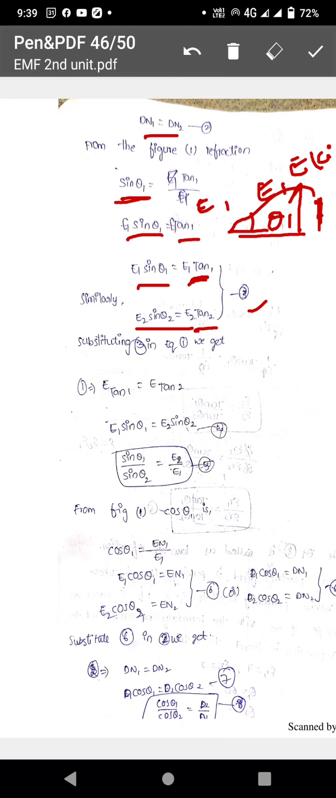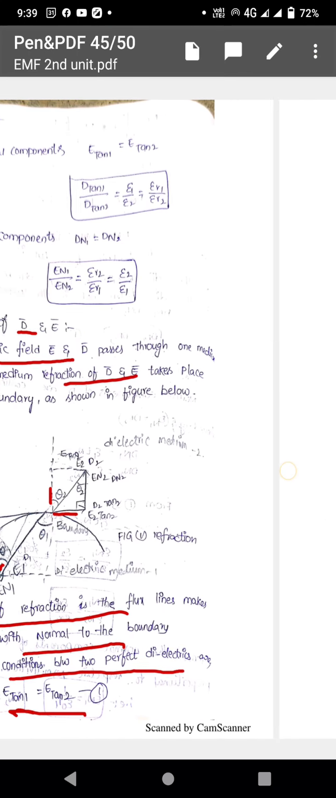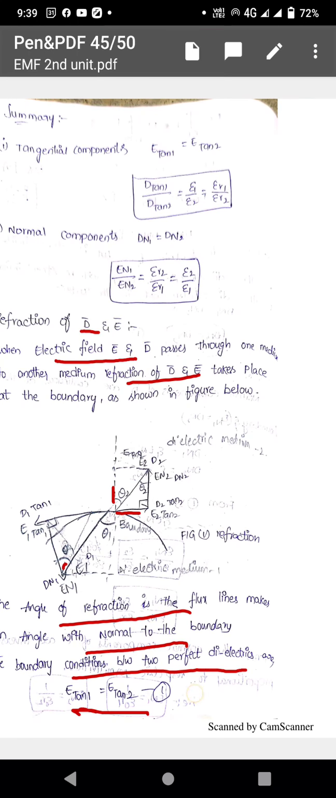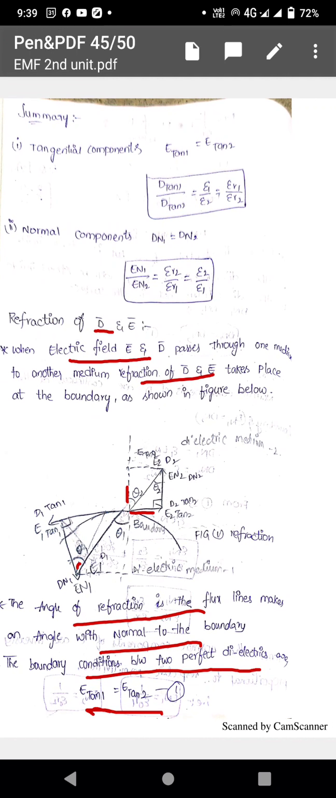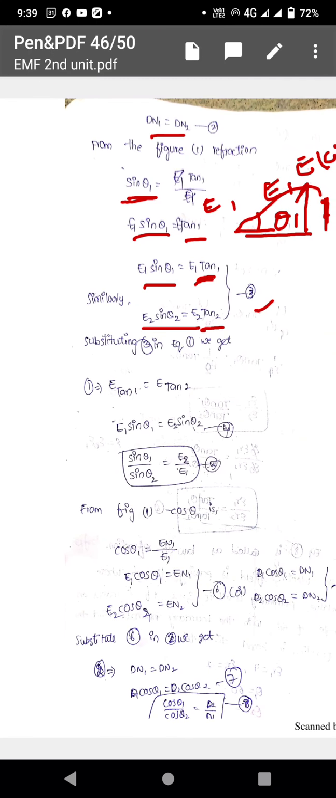Substituting equation 3 in equation 1. Equation 1 is E tan 1 equal to E tan 2. Substituting equation 3 in 1, we get E1 sin theta 1 equal to E2 sin theta 2. Therefore, sin theta 1 by sin theta 2 equal to E2 by E1, we can write.